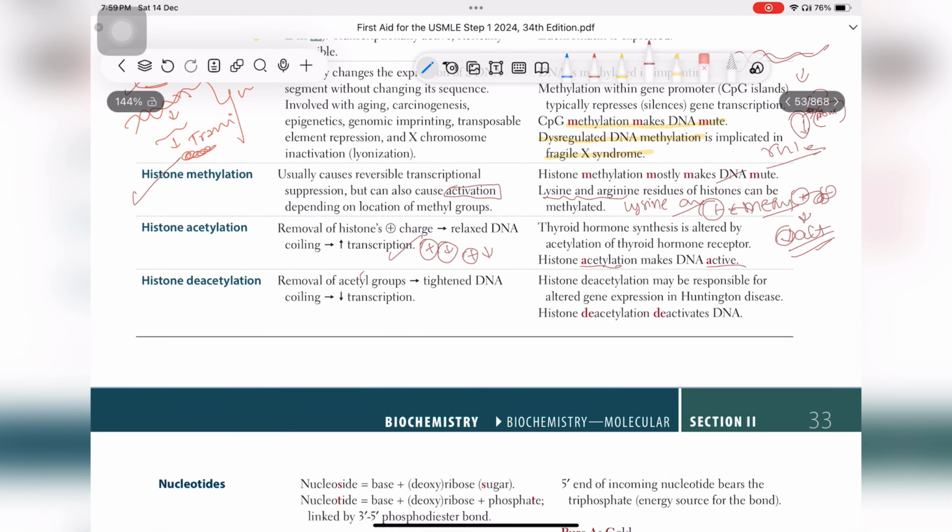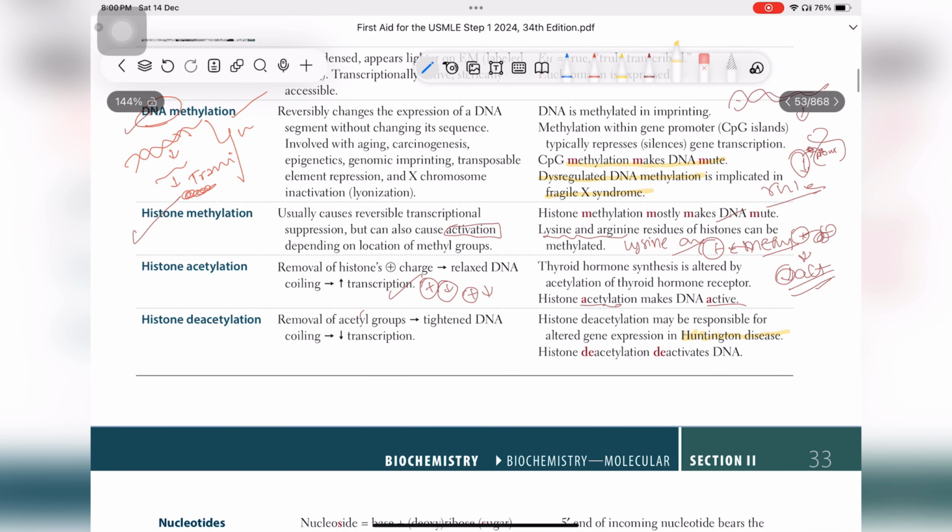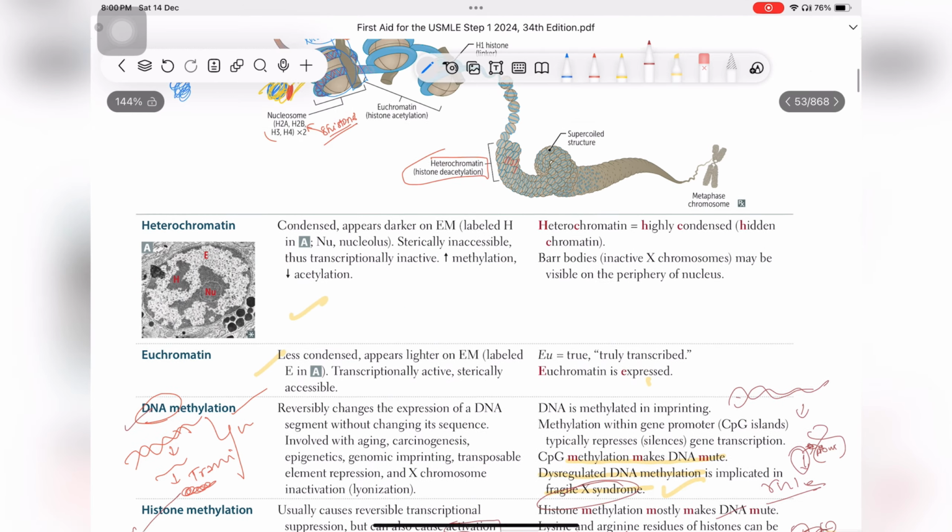Histone deacetylation, removal of acyl groups, tightens DNA coiling and decreases transcription. Histone deacetylation may be responsible for altered gene expression in Huntington's disease. This is important. Where did we see Fragile X syndrome? We have seen it over here in DNA methylation. Fragile X syndrome is DNA methylation. Here it is Huntington's disease, histone deacetylation deactivates DNA.